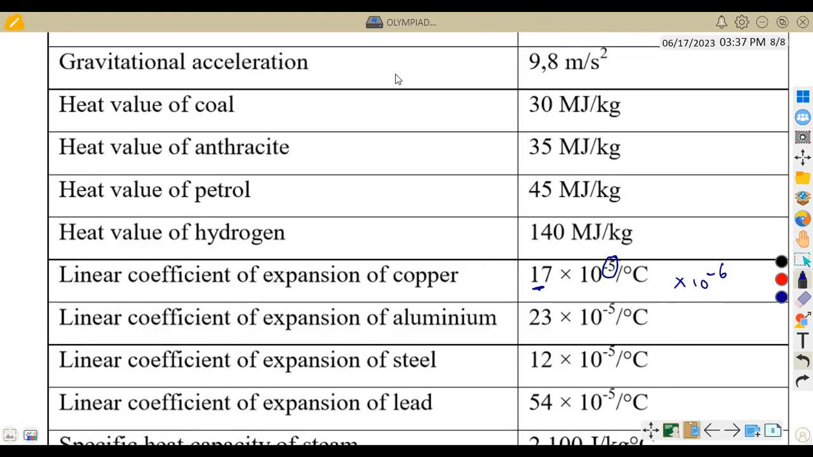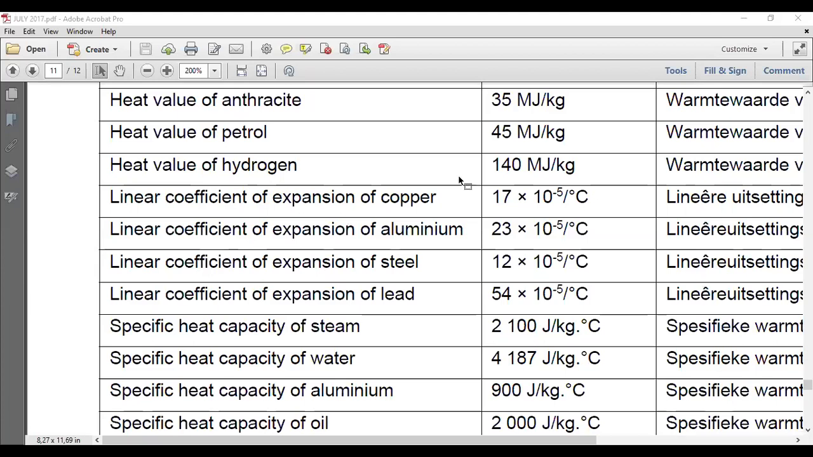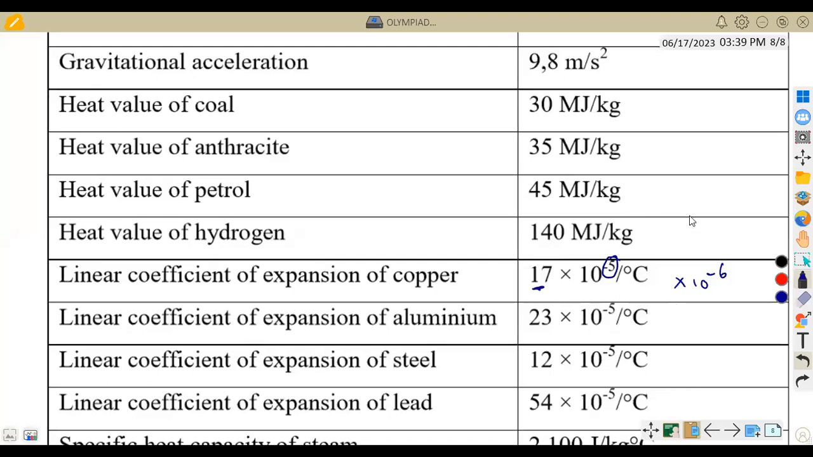All right, so let me check what we got from this part. All right, so this is actually the same. So our linear coefficient of expansion of copper is 17 times 10 to the exponent of -5 per degree Celsius. So this is what you are given, and this is the one that you are going to apply in this case. So we are going to use 17 times 10 to the exponent of -5.